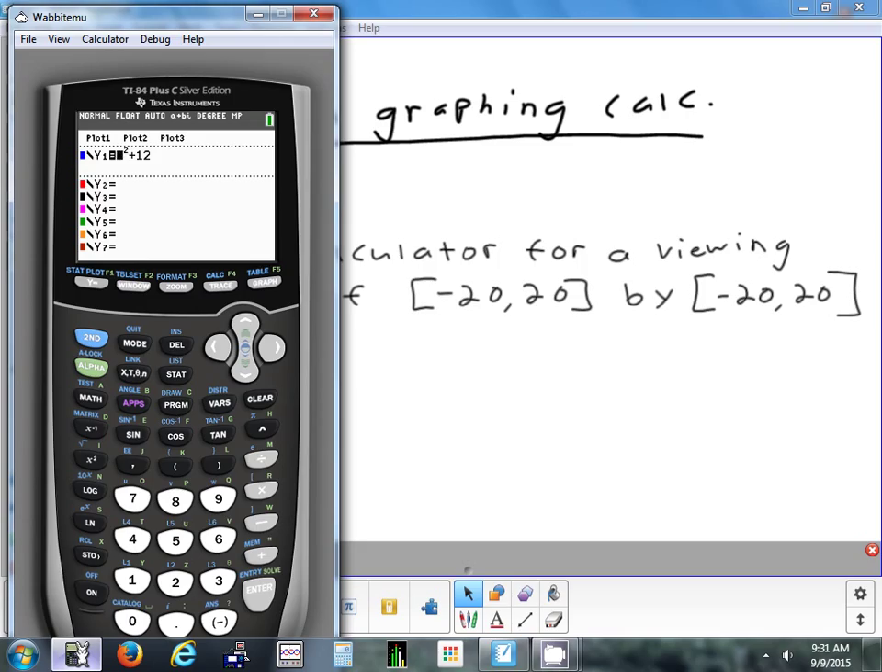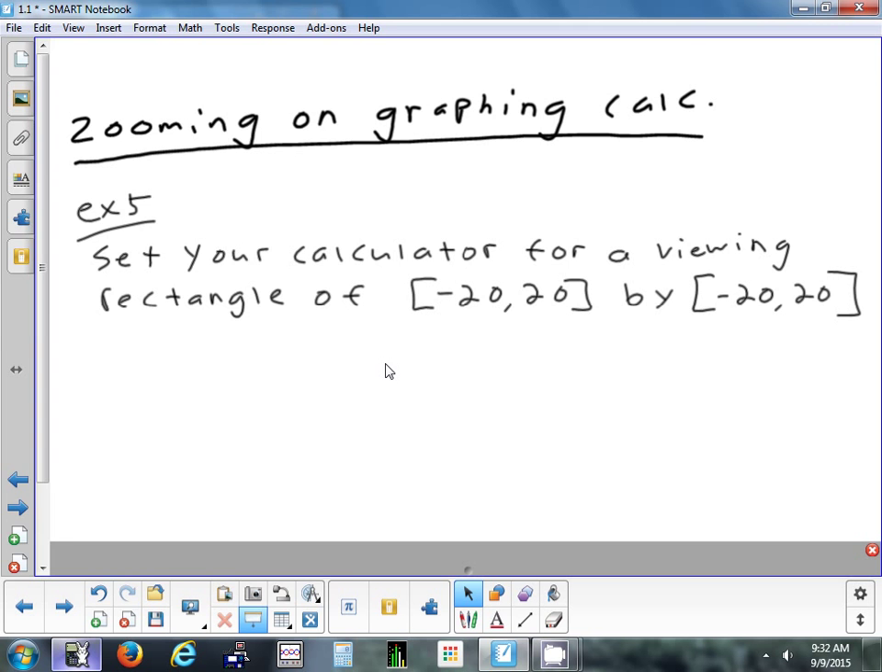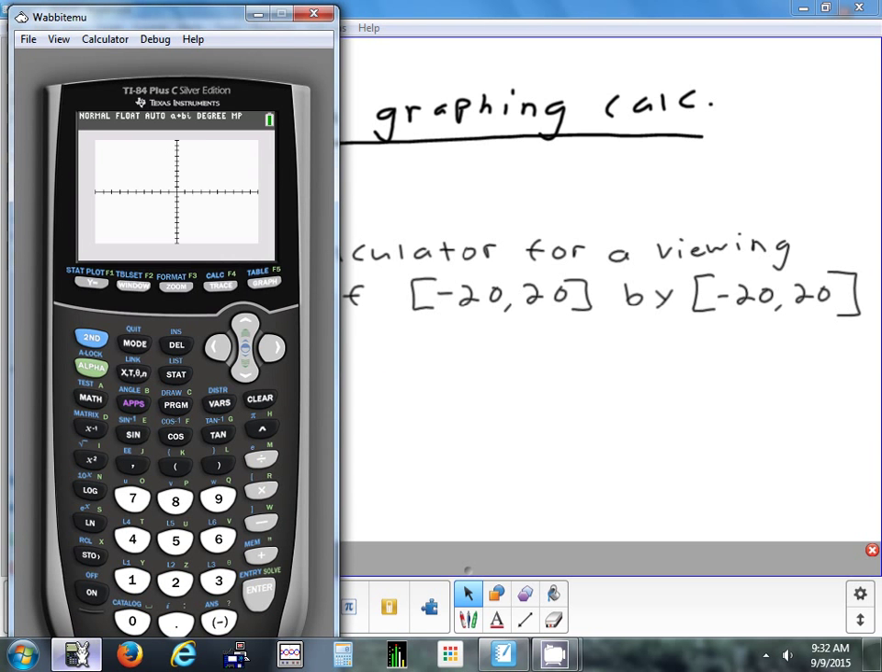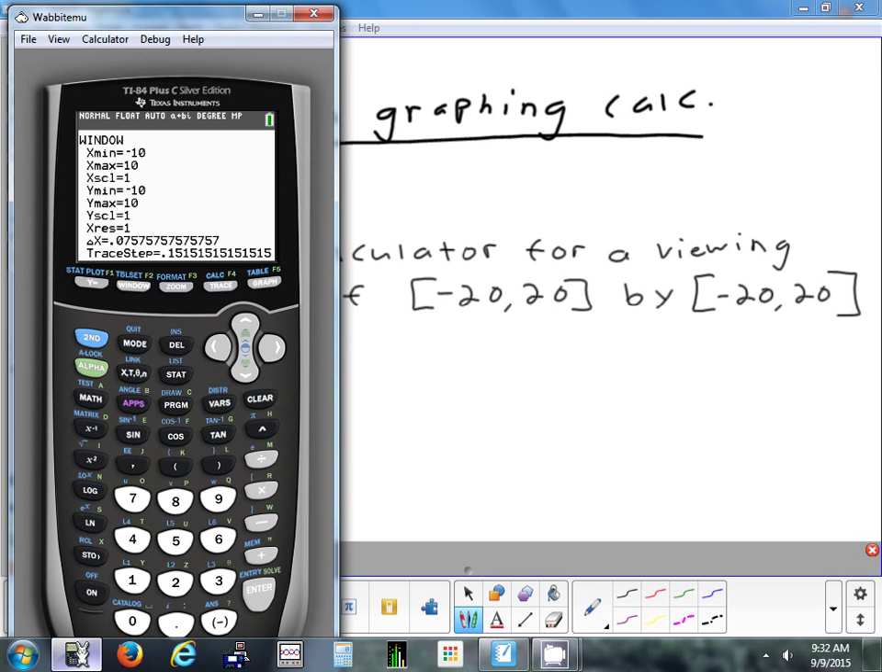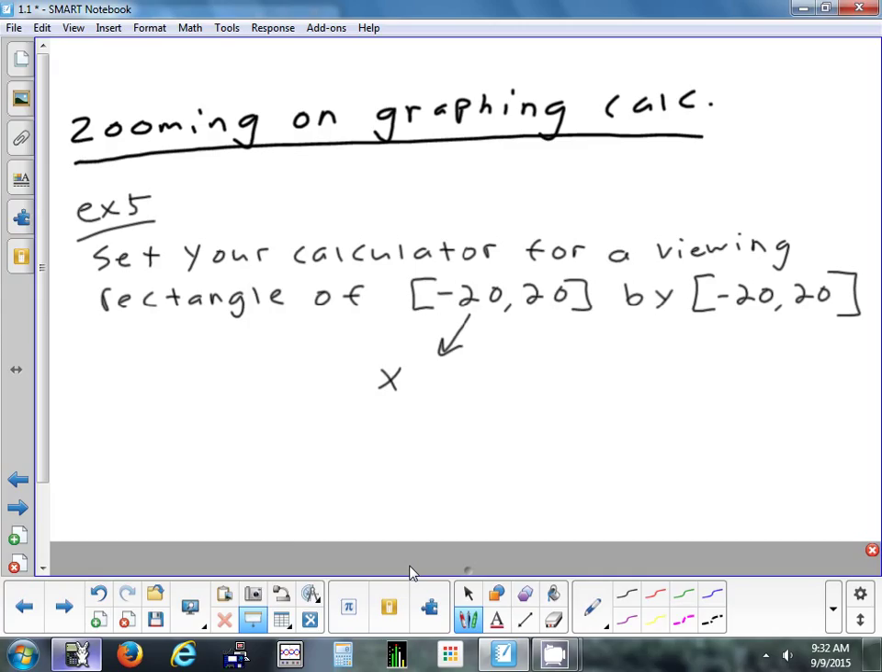Okay. The reason we can't see this graph is because it's off the screen. Yours should look just like that if you've done everything correct. Now we're going to make it so we can see it. What you want to do now is set your viewing rectangle. That's under what we call window. Press window. When they give you something like that, this is your x min, x max on your axes. This is your y min and y max.